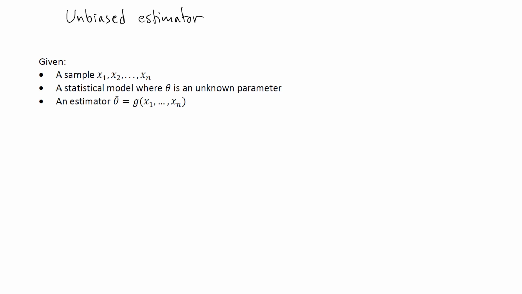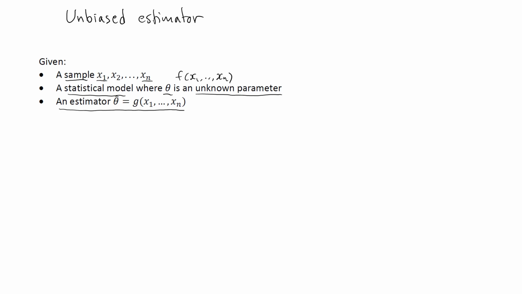We have the following situation. I have a sample x1 through xn. I have a statistical model, that is, I've made some assumptions about the joint distribution of x1 through xn viewed as random variables. Among these assumptions, I have at least one unknown parameter that we denote by theta, and I have created an estimator of theta that I denote by theta hat. The important part here to remember is that theta hat is a random variable before we observe the sample.